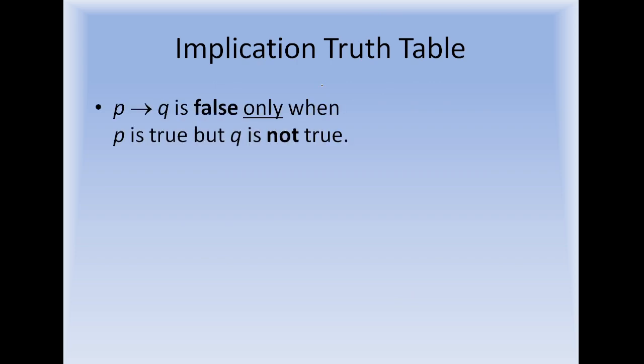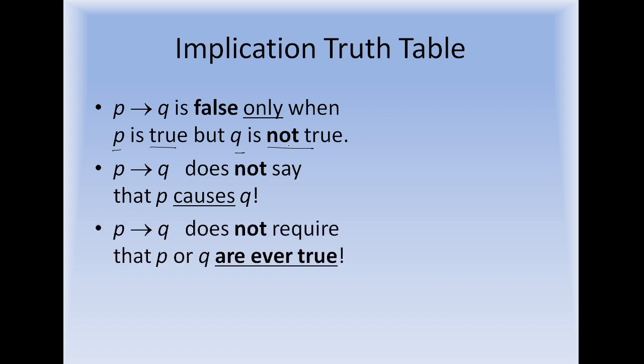Let's move on to the truth table of the implication. P implies Q is false only when P is true and Q is not true. That means Q is false. Otherwise, it is going to be true. What I said? P implies Q is false only when P is true and Q is false.